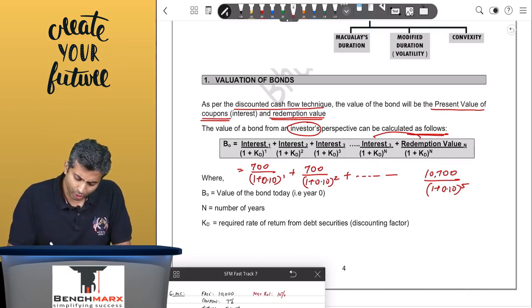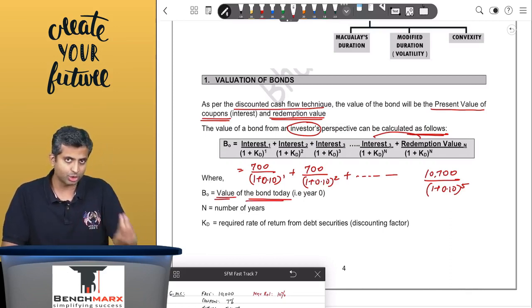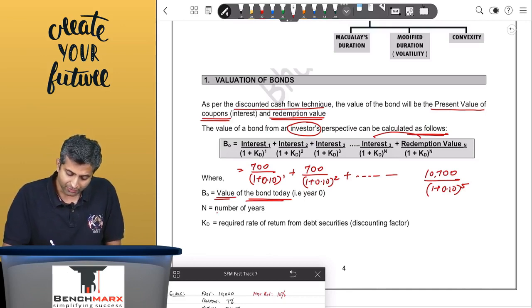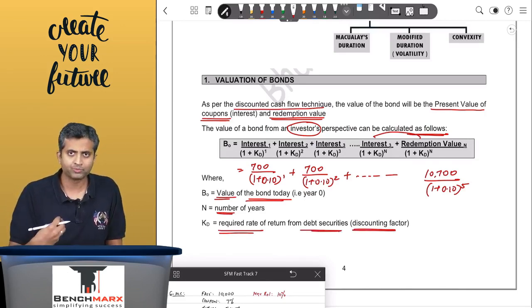So sir, what is B0? B0 is the value of the bond today. So this is the intrinsic value that you should be paying in today's terms. 0 is year 0, today. N refers to the number of years, and KD refers to the required rate of return from the debt securities. That is a discounting factor: how much return you intend to earn. Let us say this is 10% over here.